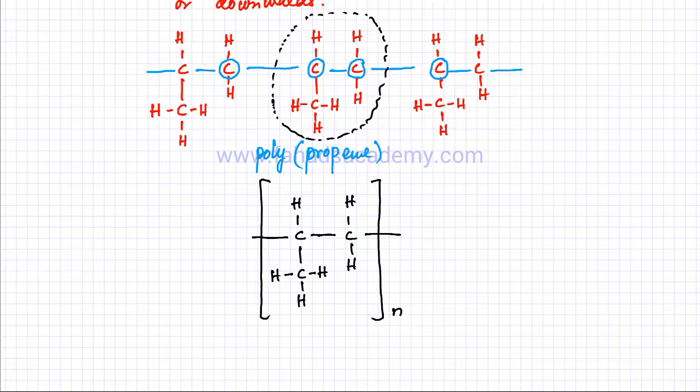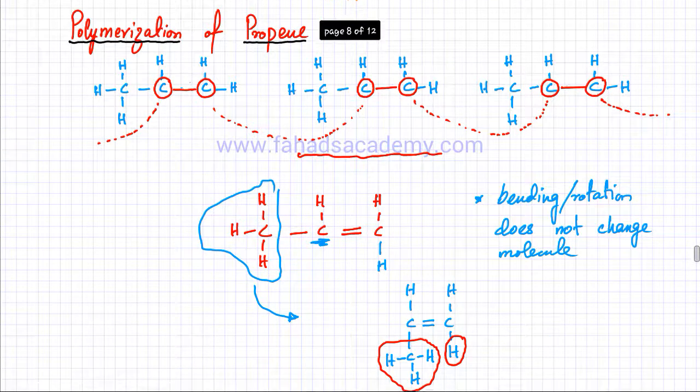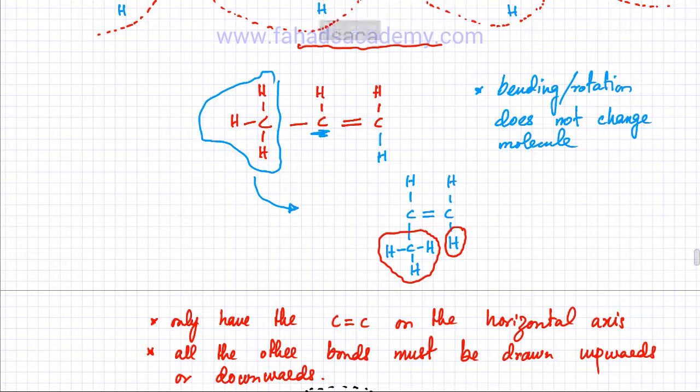And let's revisit and revise what we just did. If you look at the structure over here, it would be very hard to draw the structure of polypropene if you have all the three carbon atoms in a straight chain. Instead, what you do is you just keep the double bond on the axis, and you don't draw anything to the right or to the left. Anything that is coming to the left would be drawn downwards. So that's what we did over here.